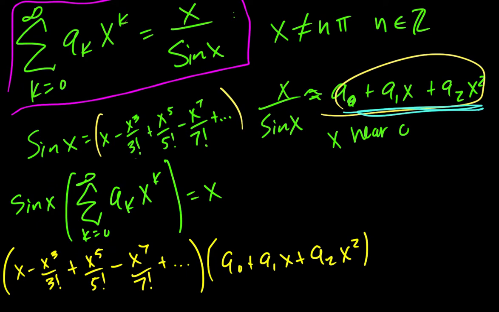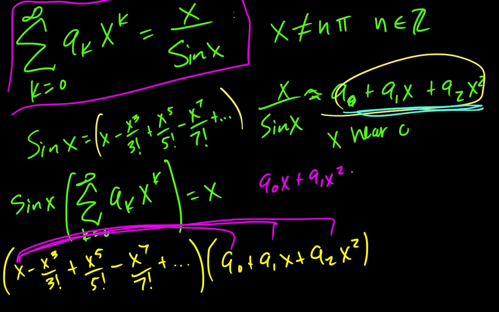Now we just want to multiply. So we're going to do x times that. We get a naught x times that, a1x squared, x times that, a2x cubed. Now if we multiply this by this, we're going to get negative x cubed, whoops, gotta get a naught in there, minus a naught x cubed over 3 factorial.